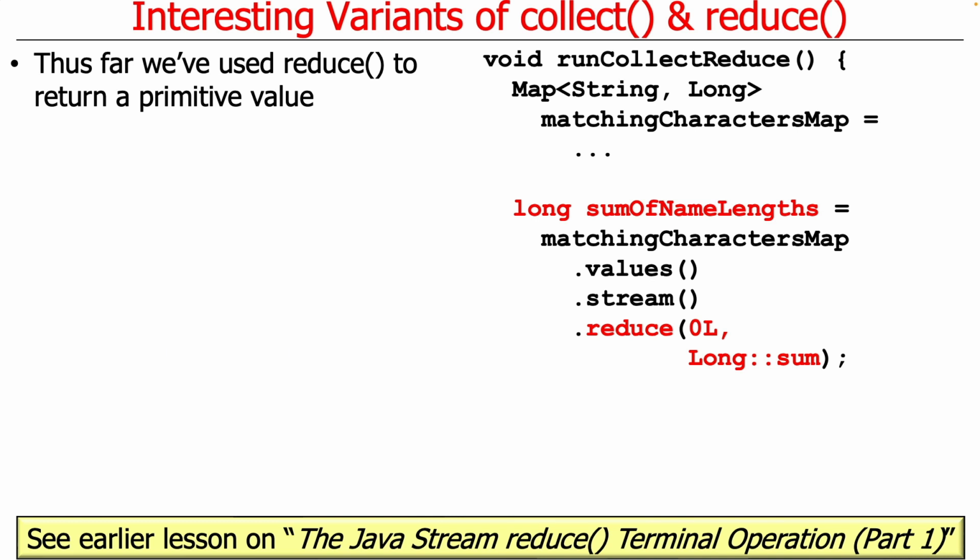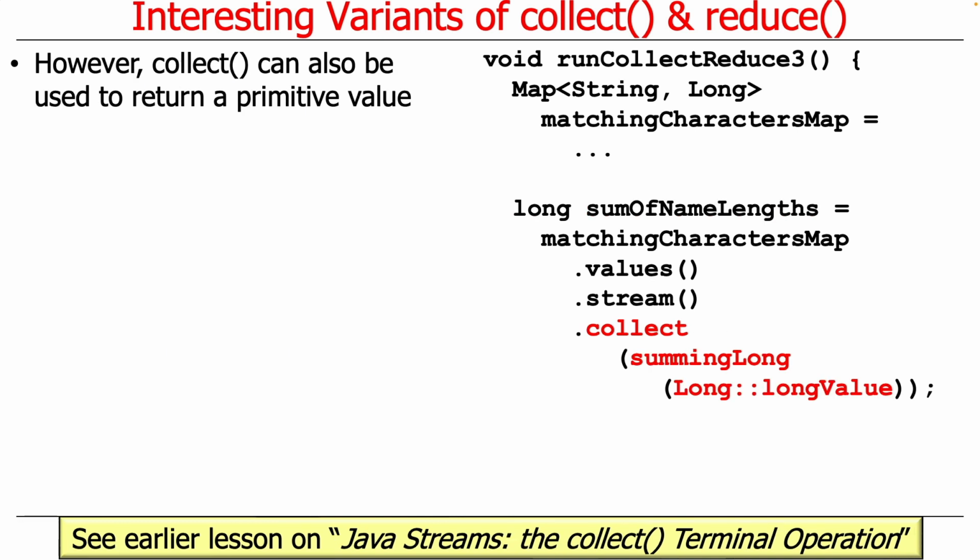So far, we've used reduce to return a primitive value, right? So we took the names of the characters and the lengths of the characters in Hamlet. We turned it into a stream, we reduced it, and got a sum of the name lengths, which was a long. OK, great. However, you could also use collect to do this, if you so choose.